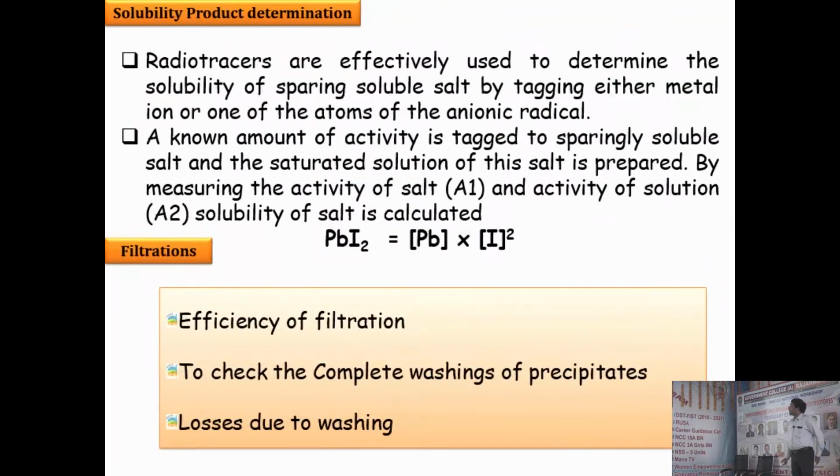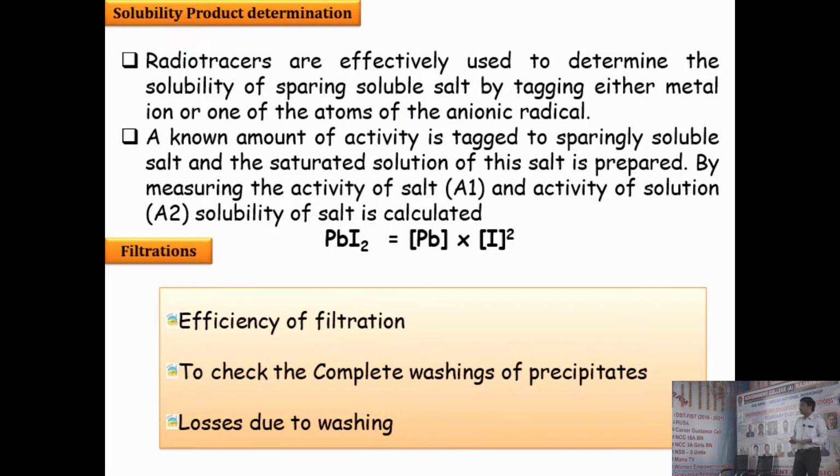Radio tracers are effectively used to determine the solubility of a sparingly soluble salt by tracking either the metal ion or one of the atoms in the anionic radical, as in the case of lead iodide. You can label either the lead or the iodine. We can see how much precipitate is formed from this.